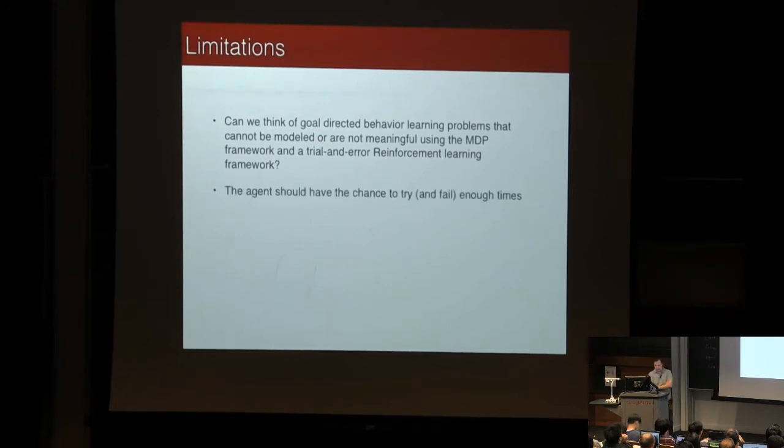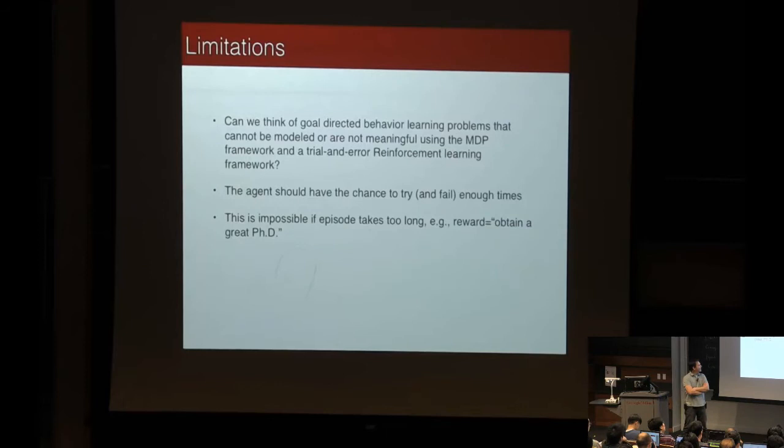The whole thing about reinforcement learning is that the agent should have enough chance to try and fail enough times, right? So think about this state space. You want to be able to explore this entire state space and figure out which actions are good, which actions are bad, right? And this is generally impossible if an episode or one particular instance takes too long.